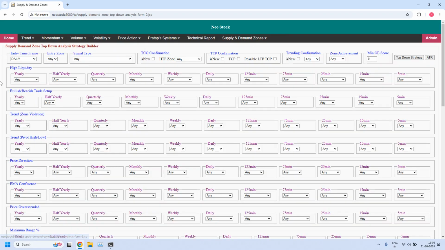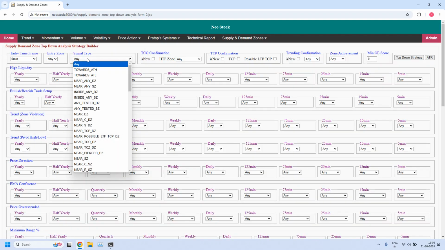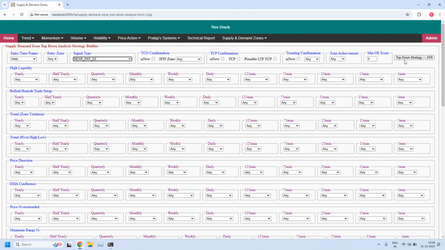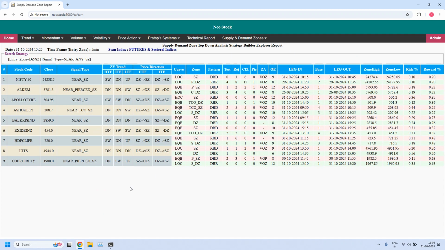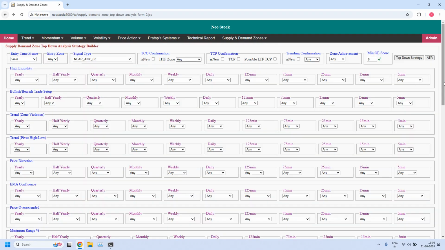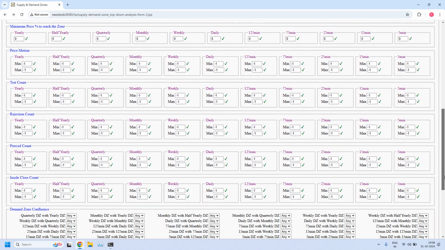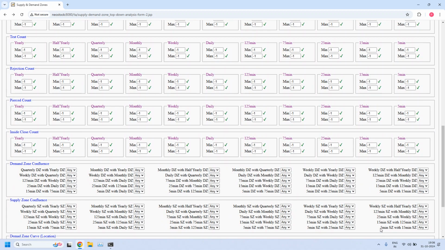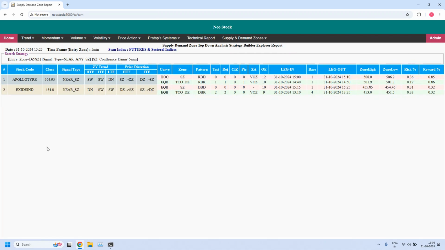Okay, next for the 5 minute time frame, let's find the stocks near a 5 minute supply zone. 9 stocks are filtered. Out of these 9, how many are having ITF supply zone confluence? Let's verify. 5 minute supply zone confluence with 15 minute supply zone. I enabled the filter, and we got 2 stocks. So these 2 supply zones are having confluence with the 15 minute supply zone.